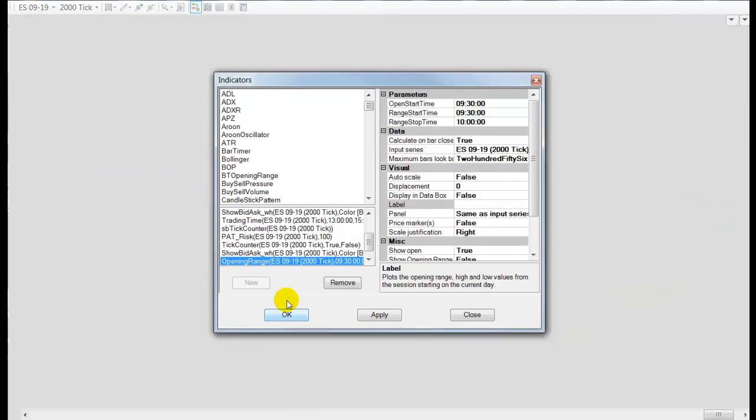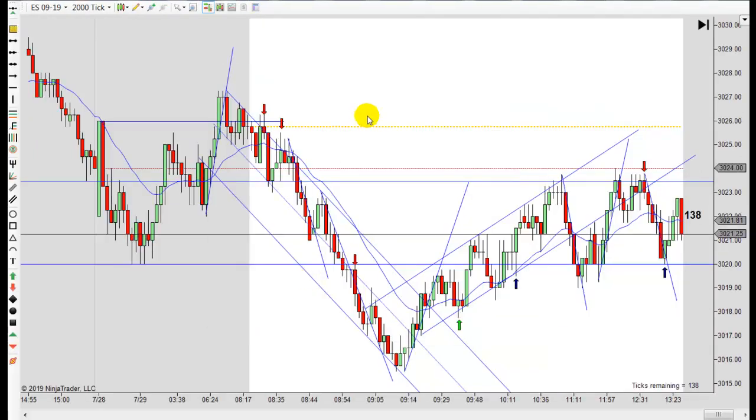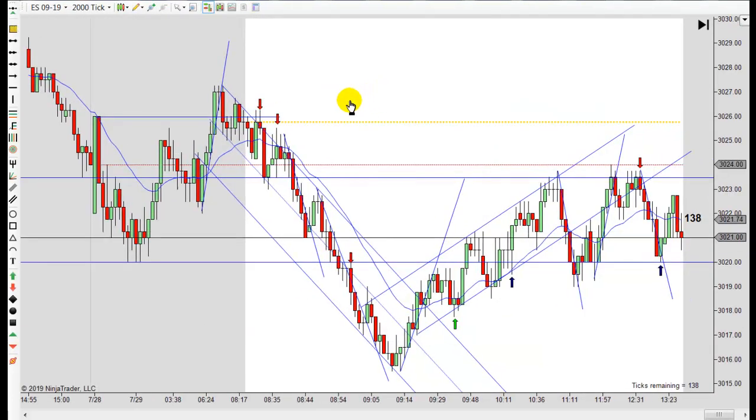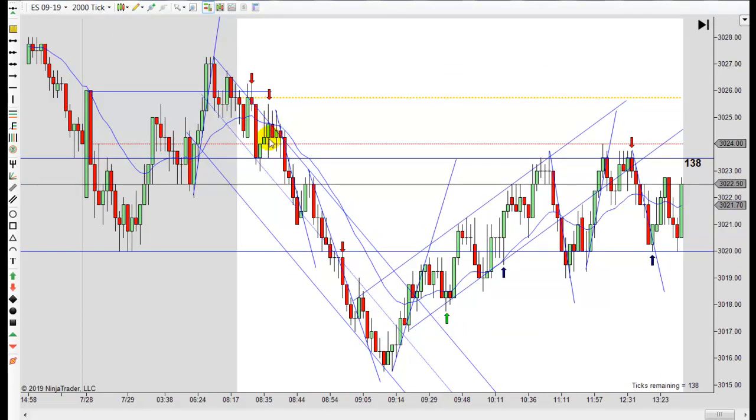But just remember that inside bars are not as reliable. I don't know what's going on with my chart. Anyway, those inside bars are not as reliable, and you can see it tried to back up here. I struggle with this: should I trade this or should I not? It's more of a personal decision because it's not a perfect setup.